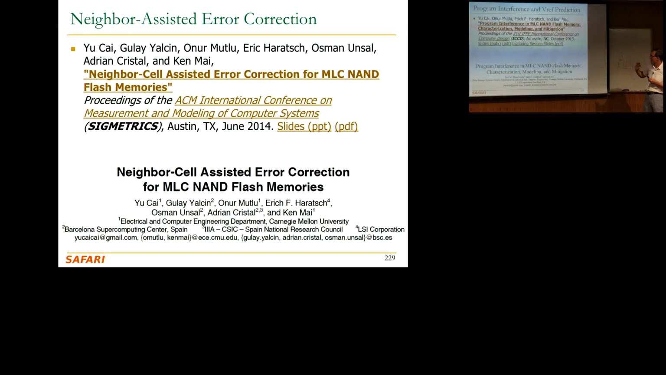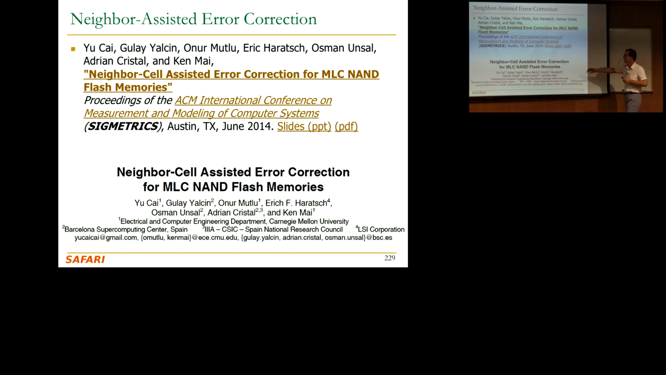I'm going to skip that. But this is actually interesting. Because whenever you program a neighbor cell, you disturb the adjacent cells. Whenever you get an error in the adjacent cells, you can guess what the value you have is, if you have an error, based on the values of the neighbor cells. That's the idea over here.